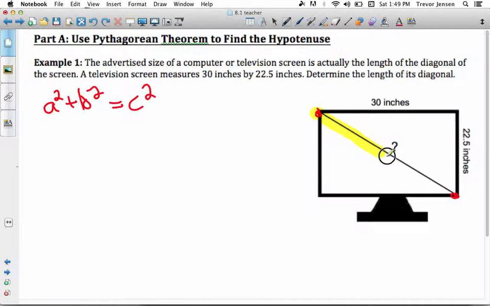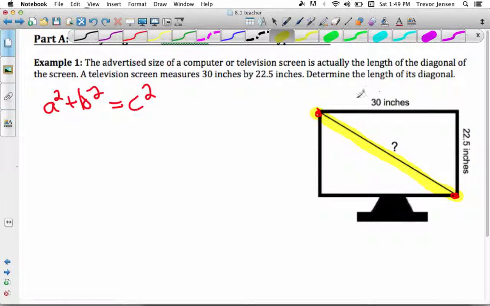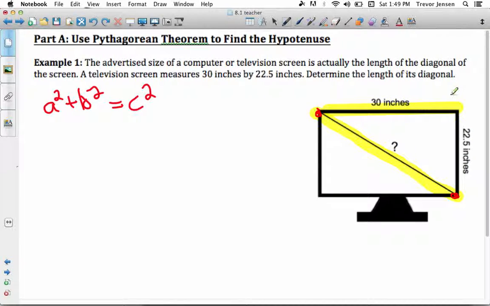So I've got a TV here, and I've got two lengths given to me. I know this side length here is 30 inches, and I know this side length here is 22.5 inches. I want to actually know the length of this diagonal that I've highlighted here. What's the length of that diagonal? So I know what this TV would be advertised as size-wise. Okay, so let's figure out the length of that diagonal.